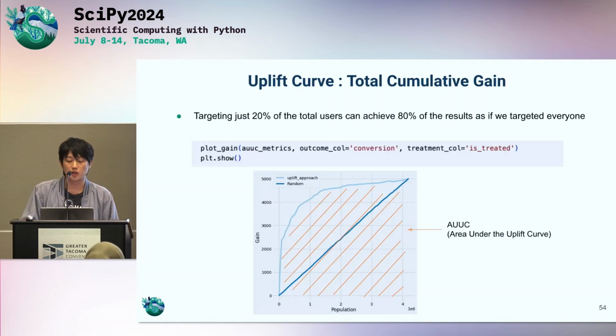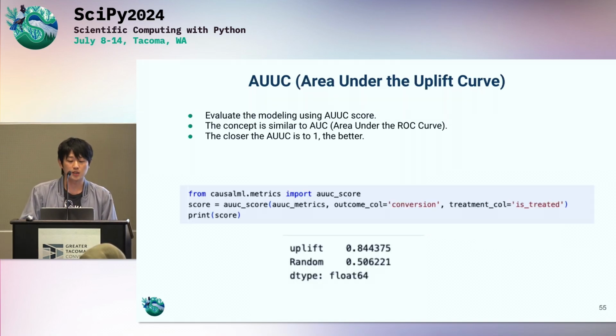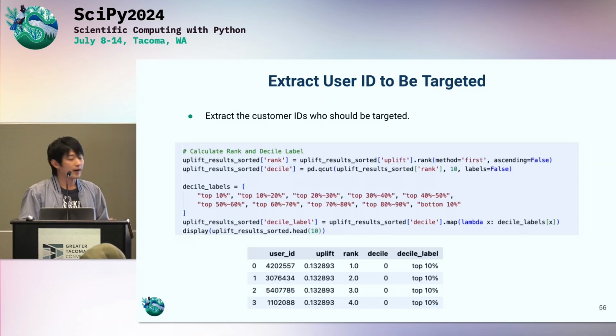This shows the feature importance, and we can evaluate this uplift modeling using the uplift curve. In this case, if we target just 20% of the total users, we can achieve 80% of the result as if we targeted everyone. The evaluation method is AUUC, the area under the uplift curve. And you can extract the customer IDs to be targeted like this.